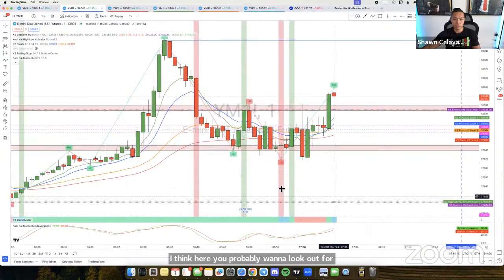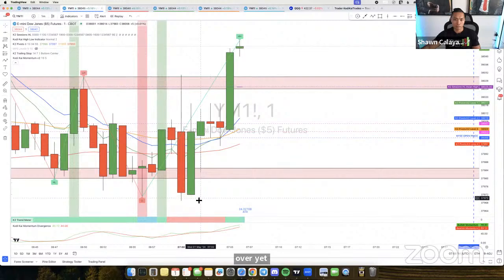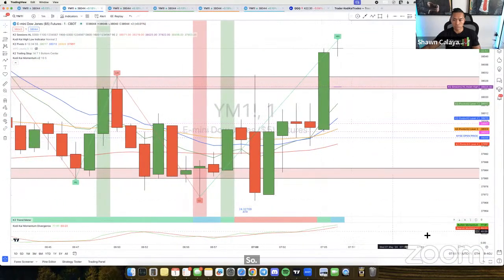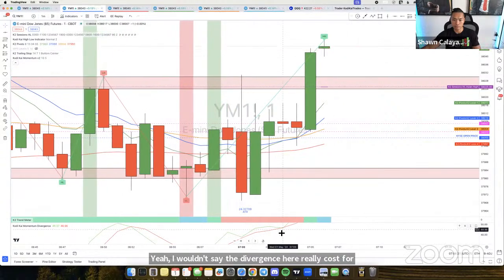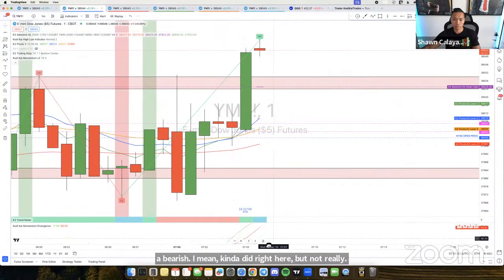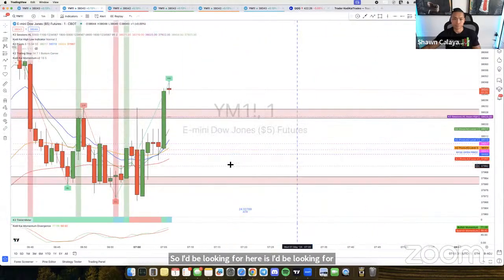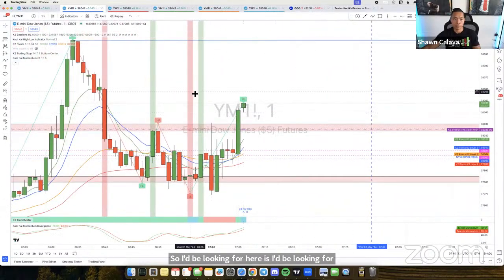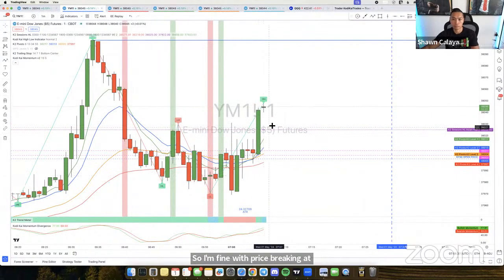The divergence over here didn't really cross over yet. Same. I wouldn't say the divergence here really crossed for a bearish retracement. I mean, it kind of did right here, but not really. I want it to be super clean. So what I'd be looking for here is the retracement. I'm fine with price breaking out of this area. I actually want it to break out of this area, and now I want to look for the retracement.